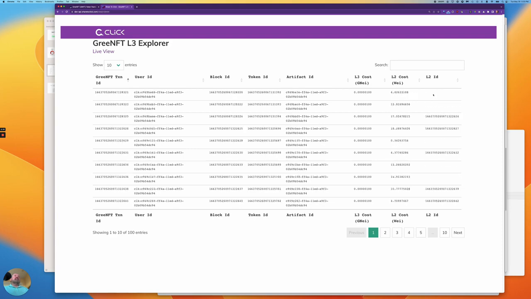And finally, on the occasions where we transfer, we actually bridge the GreeNFT layer 3 NFTs to a more accessible layer 2 or layer 1 chain, such as Polygon or Ethereum. We show those token IDs there after the bridge as well.